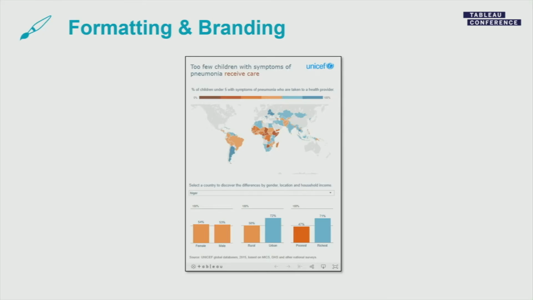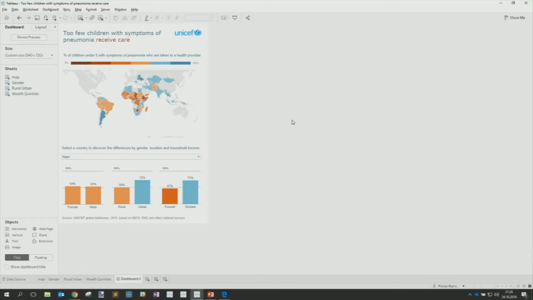And for that, I want to stay with the UNICEF viz for a little longer, because I think it's a great example of a fairly simple viz, a map, a bar chart, dashboard action. But it looks really cool, I think. It fits into that website. It matches their style. It matches their branding. And it enhances the story that they're telling in that blog post.